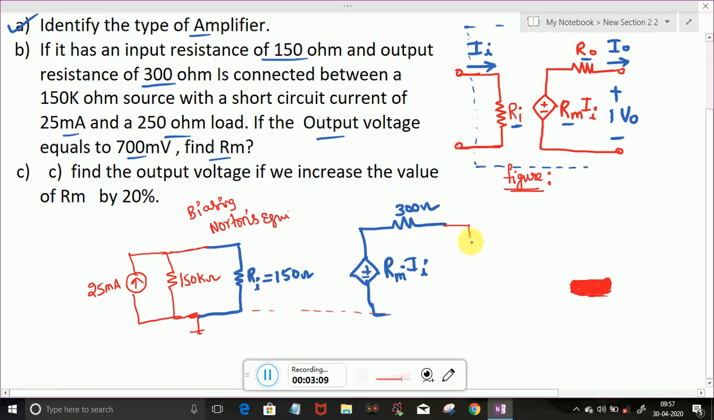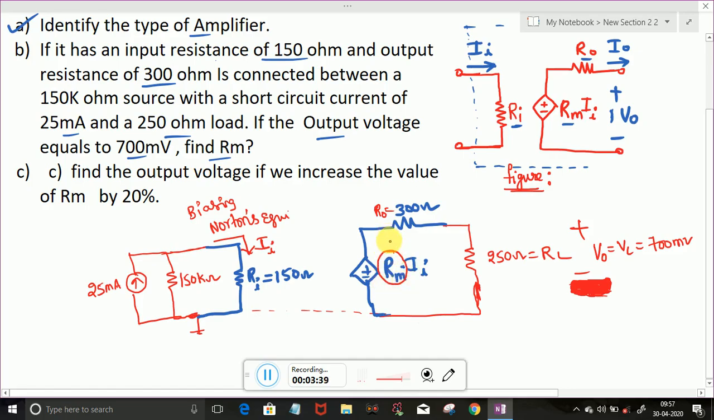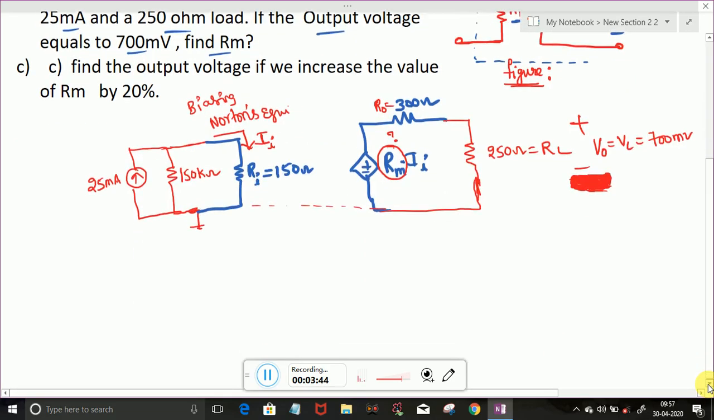Now the load given is 250 ohms, RL. This is Ro. Now this was the question, and it is also given that the voltage across the load, the output voltage, is equal to 700 millivolts. This is Ii. Now the aim is to find the value of Rm. Rm is how much? So this is the question. So far the question is clear, right?